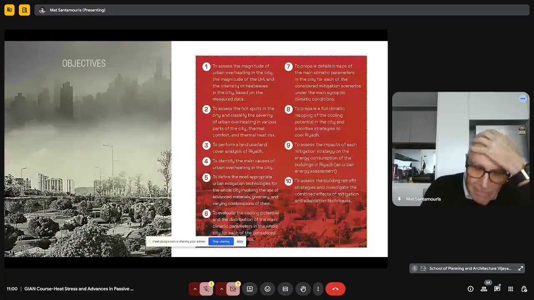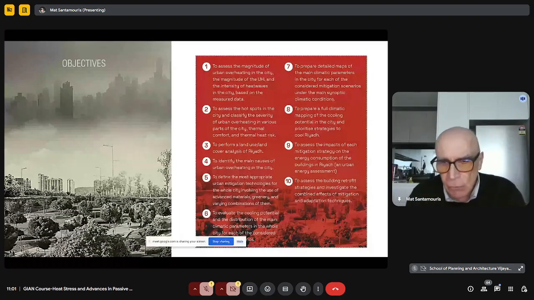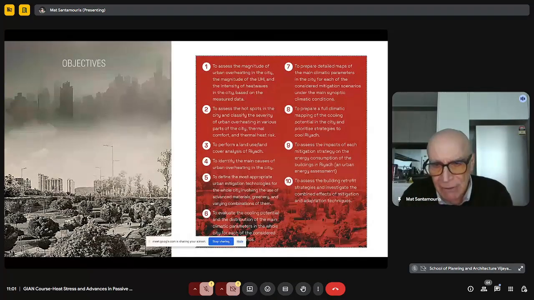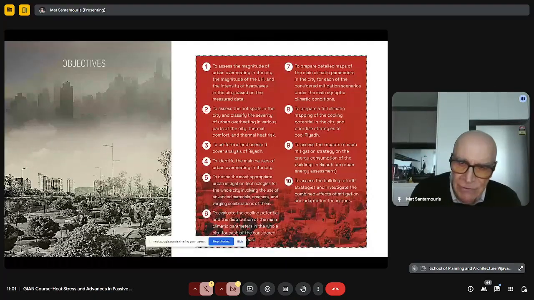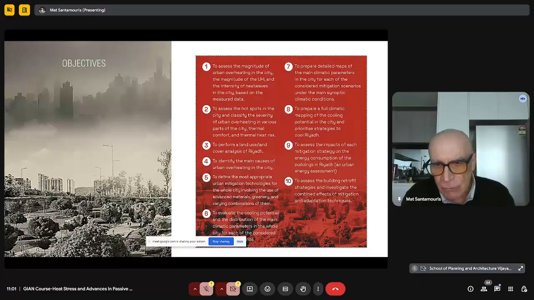Once the data are collected, we had to identify the main causes of the urban overheating in the city. This is the most important part of a study. Without understanding the real reasons behind the overheating in the city, we cannot design any heat mitigation methodology or any strategy that will improve the climate in the city.